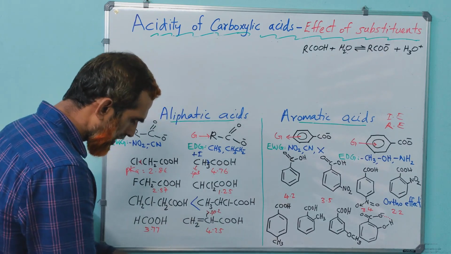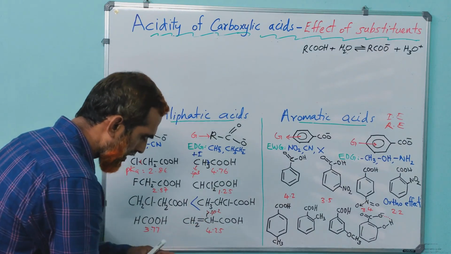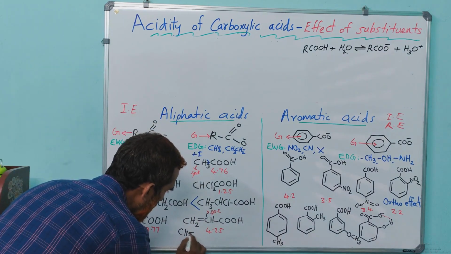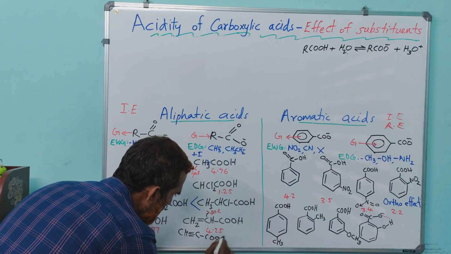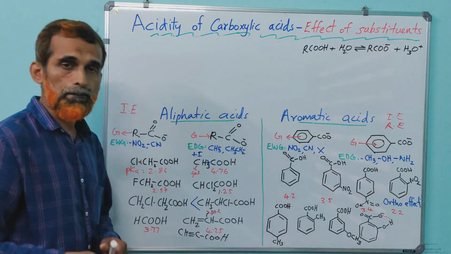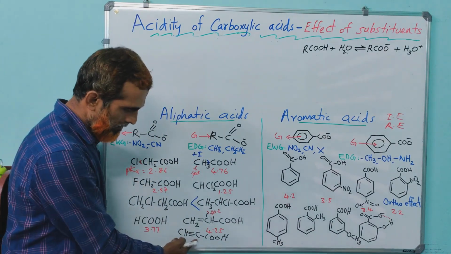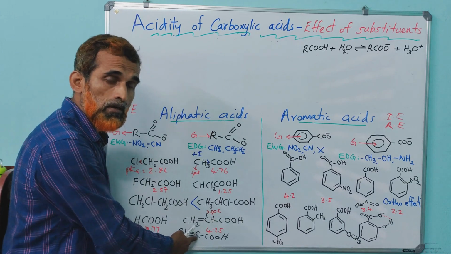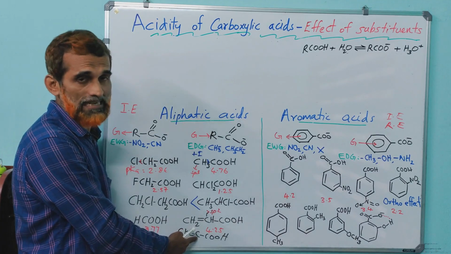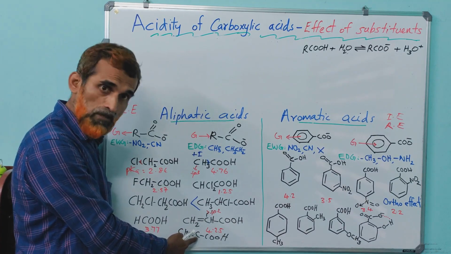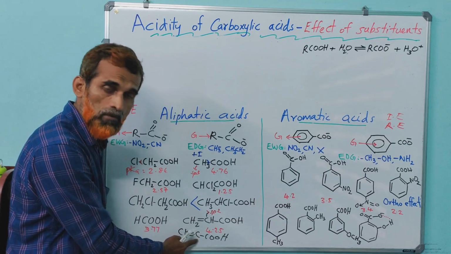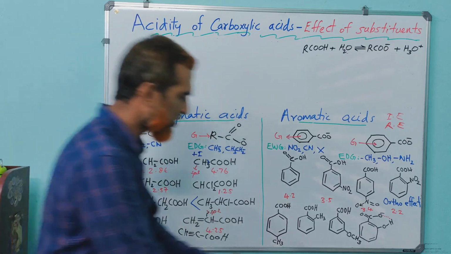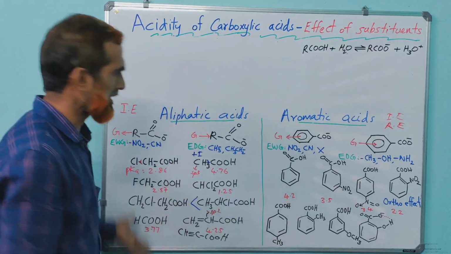If this is sp carbon, I mean if you take another example, that is CH triple bond C COOH, this is propiolic acid. This carbon is sp. It is still more electronegative due to greater percentage s character. sp hybridization means it is 50% s character. So this is still more electronegative and making this still more acidic than this one. So that's all about aliphatic acids.